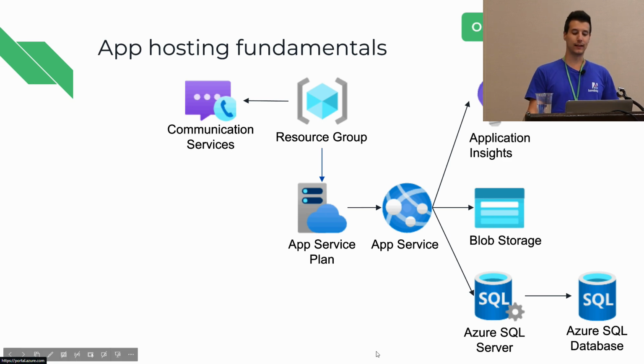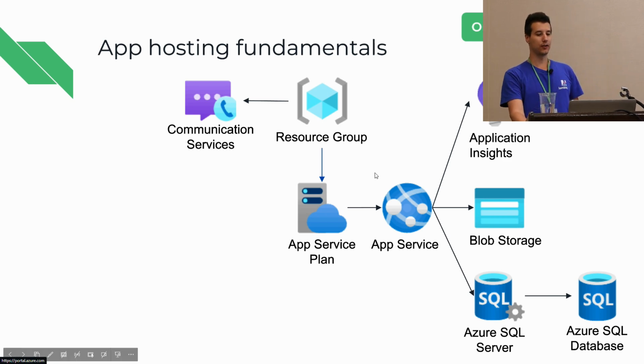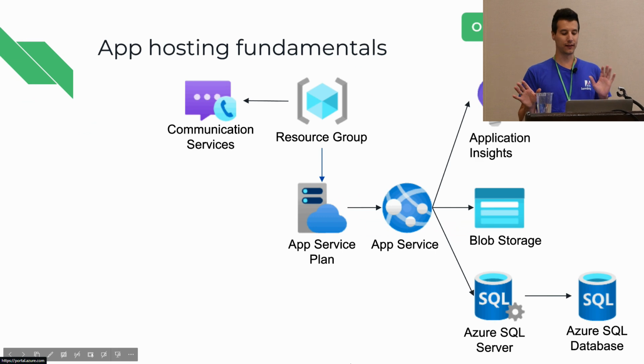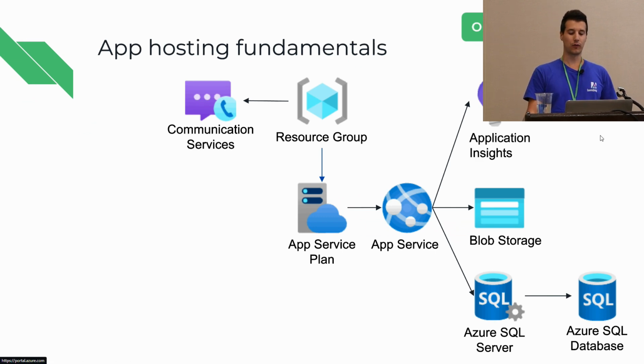And the next step is the app service itself. So this is where your application will live. And we have a couple of associated resources. This is by no means a complete list, just a rough overview. You can consider this a minimap.